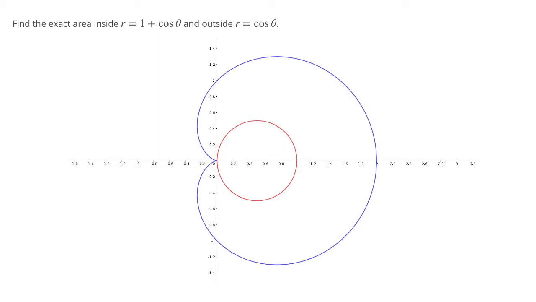For our curve r is equal to 1 plus cosine of theta, what we actually have there is that theta is going to be in between 0 and 2 pi. Whereas for our r equal to cosine of theta, we get the entire curve traced out using just the interval theta going from 0 over to pi. And so for the area, what we then really have is just the difference between these two areas. So let's calculate that and see what we have.